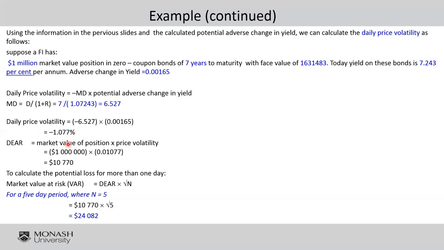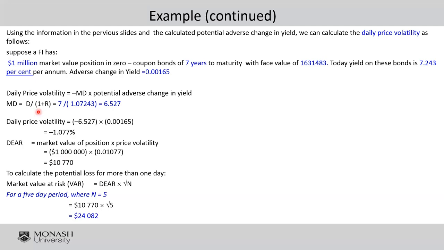So the DIR is the market valuation of the position times the price volatility, which is actually the 1 million times the 1.077. This is the highest drop in my price volatility, which is 10,770. So I expect to lose 10,770 out of this 1 million in 1 day.